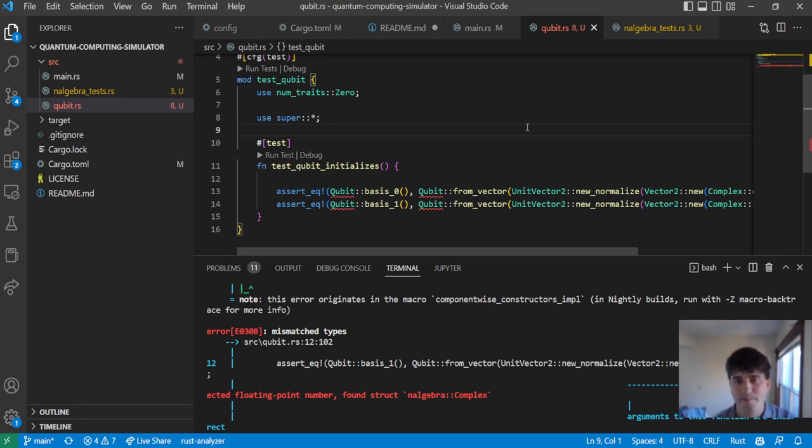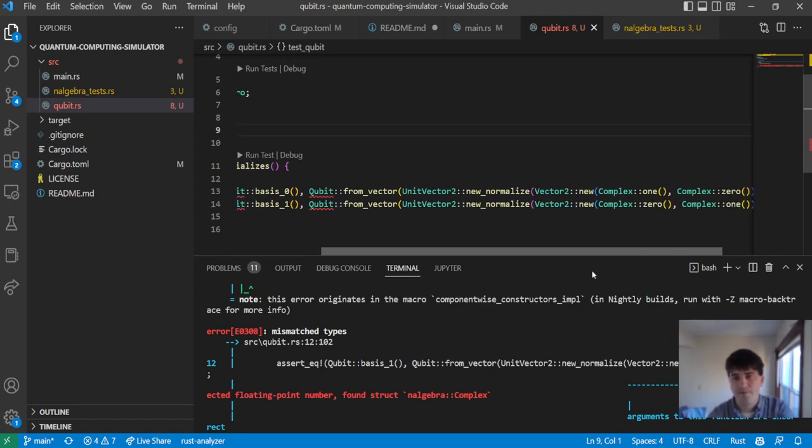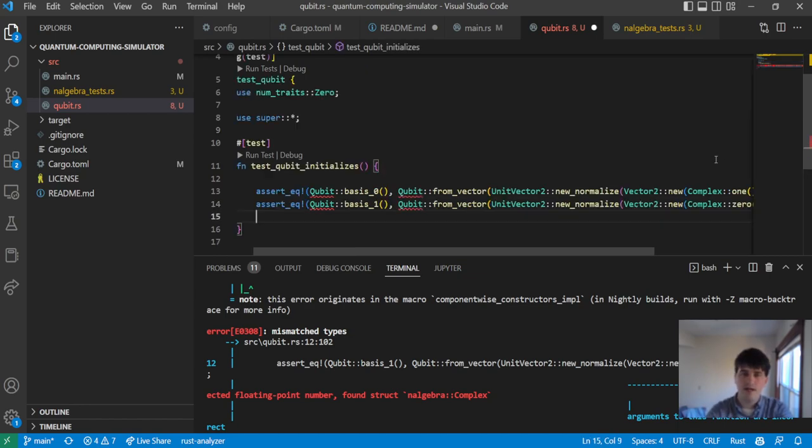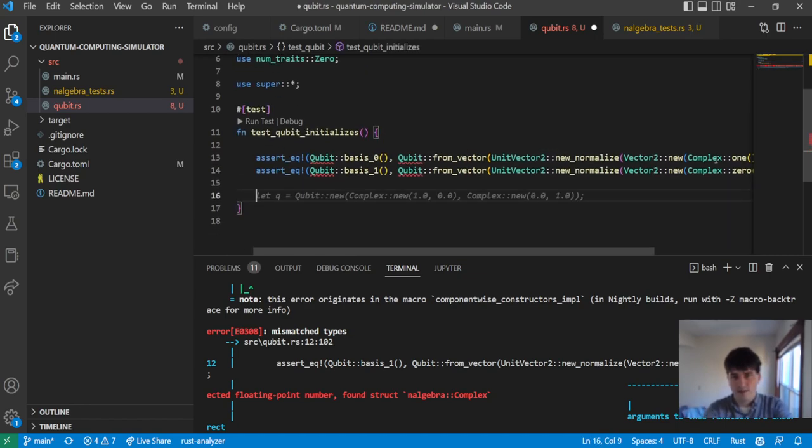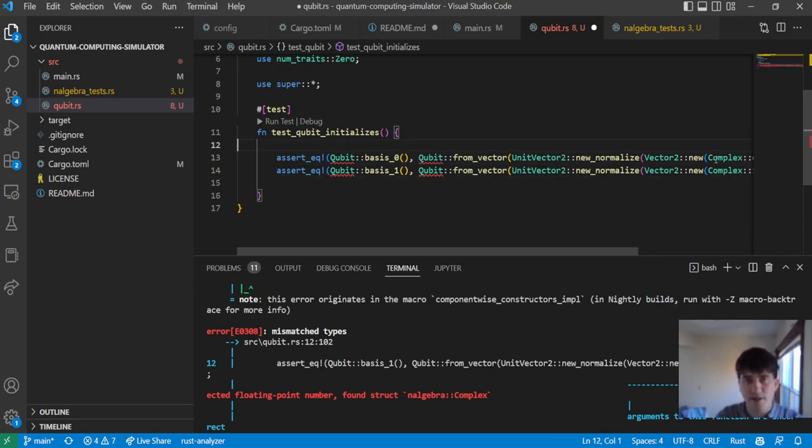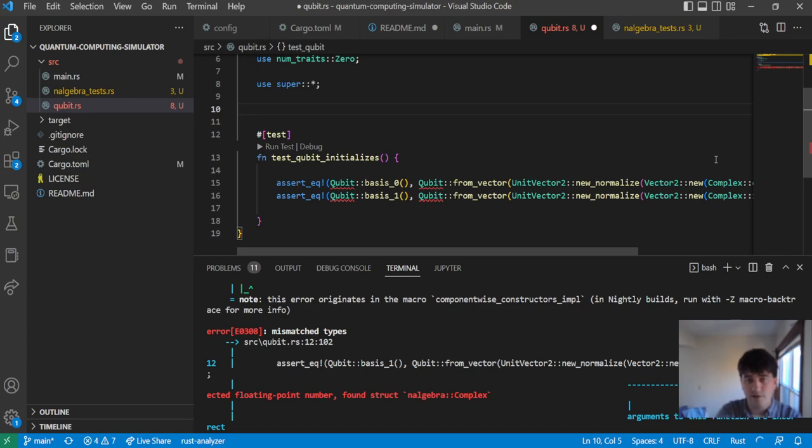Okay, basis 1, basis 2 can be done. What other qubit tests do we want to run? Let's see here. We want to be able to rotate a qubit. We want to be able to... Probably other stuff we're going to do with qubits, but I can't think what it is right now. So for now, let's just implement this.